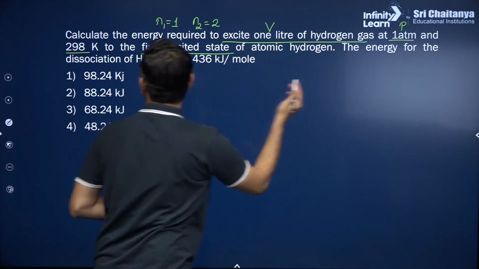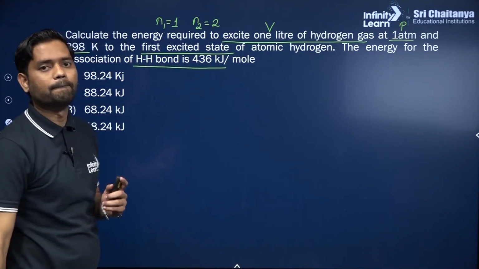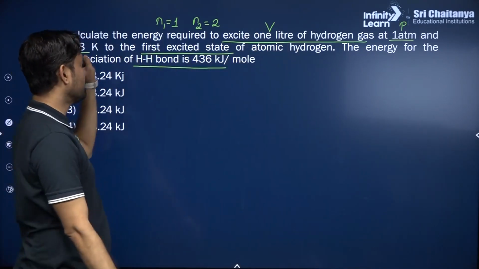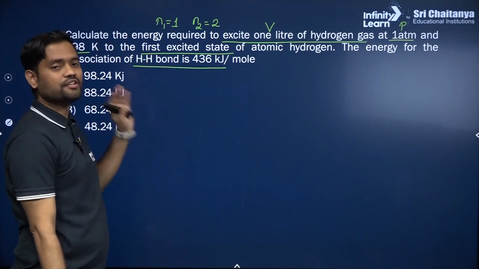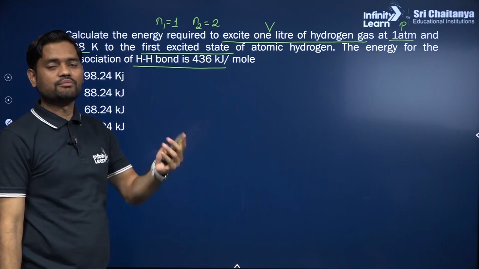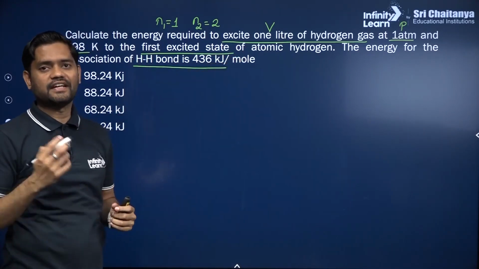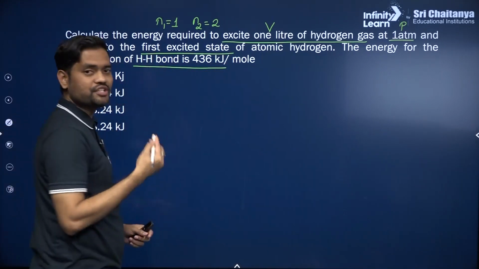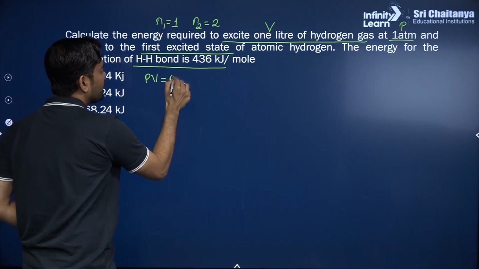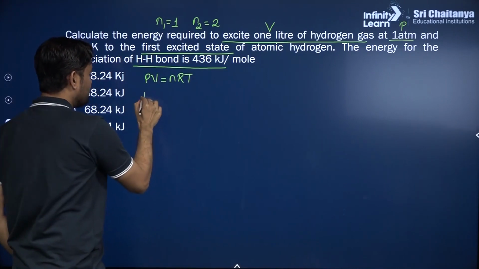The energy for the dissociation of hydrogen bond is 436 kilojoule per mole. So first of all, volume is given, pressure is given, temperature is given, and the bond dissociation energy is given in kilojoule per mole. So we need to convert this data into number of moles. In this 1 liter of hydrogen, how many moles of hydrogen gas is there? That we need to know. And the simple equation that we use is PV is equal to nRT, right?